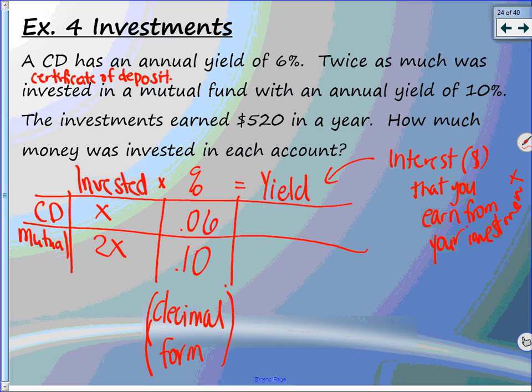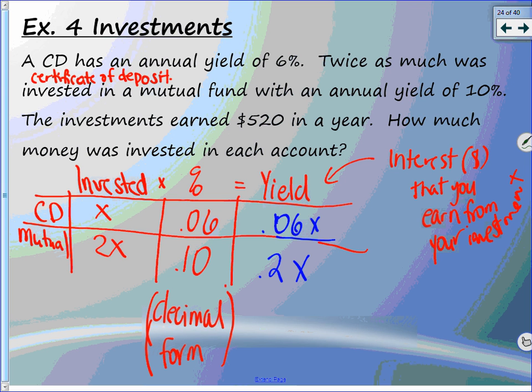Now the way we calculate the yield is we multiply across, just like we multiplied across with our rate times time equals distance problem. Completely different application, but I'm using a similar chart, and it's nice because you still multiply across. So the yield, or the interest that I got for CDs was 0.06x, and the yield for the mutual fund is 0.2x. So notice, I don't have to go to my problem to fill out information about the yield. I can just use the equation.